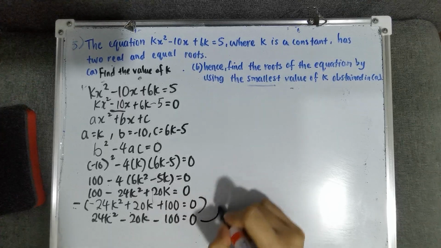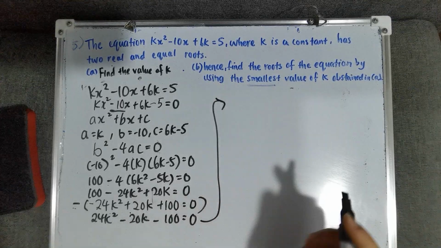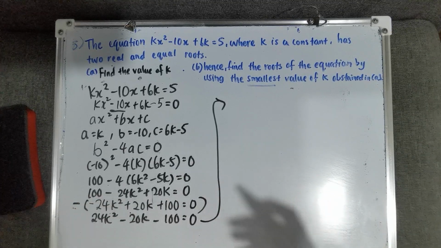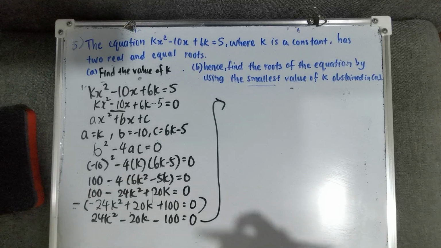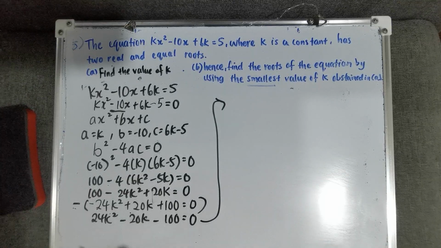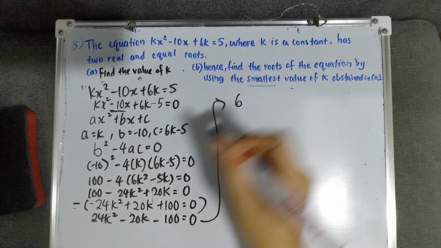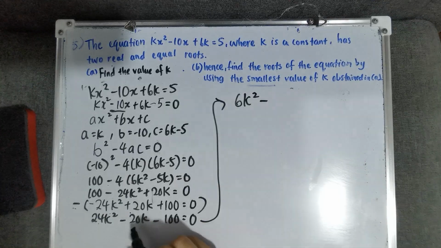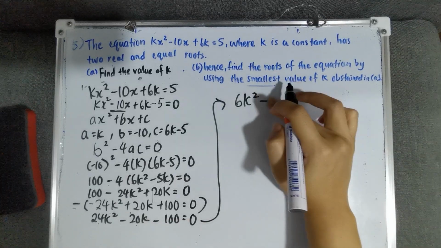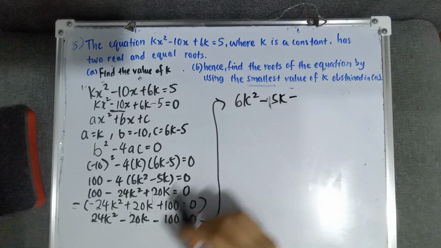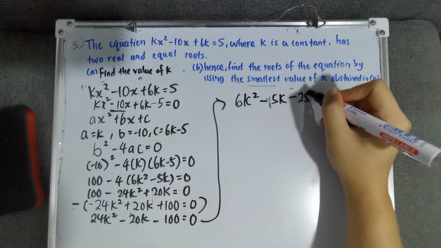And then what should we do right now? We have to simplify the whole equation. Which common factor do we have for 24, 20, and 100? The answer is 4. So 4 times 6 is 24, 4 times 5 is 20, and 4 times 25 is 100.